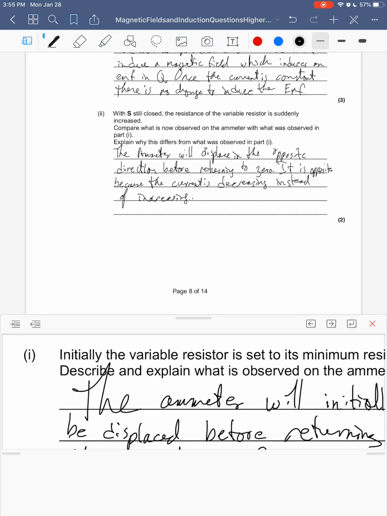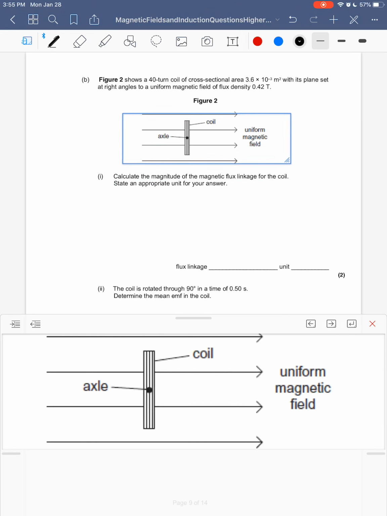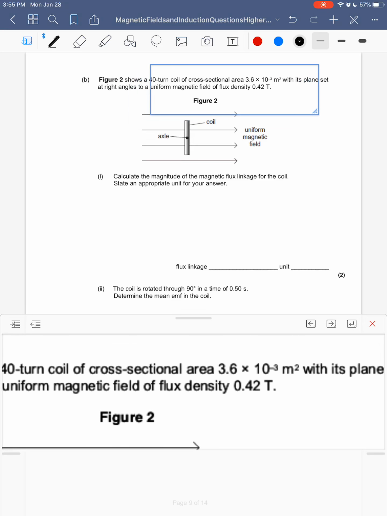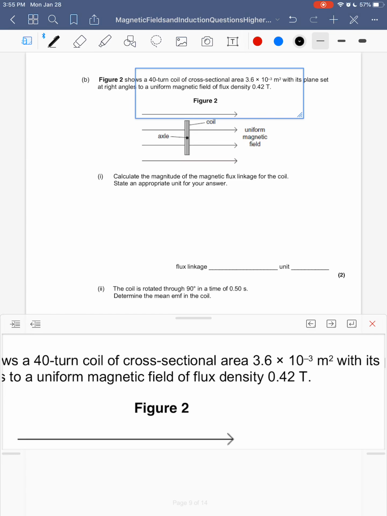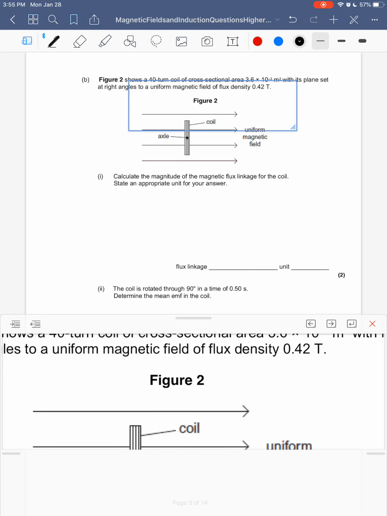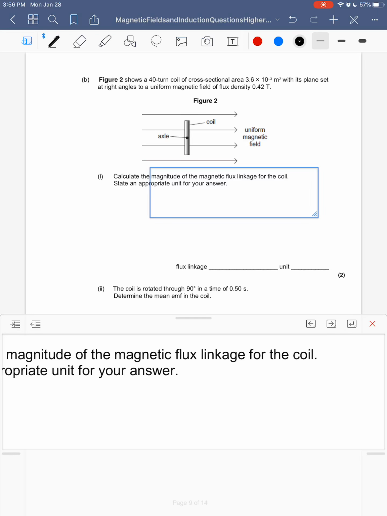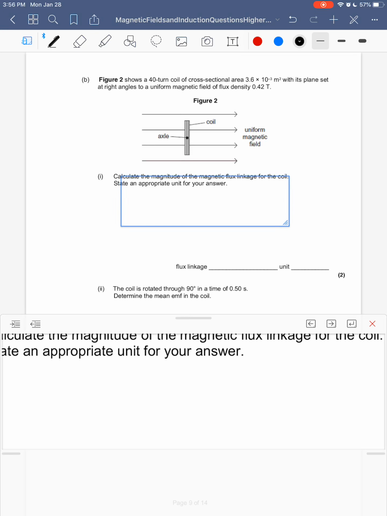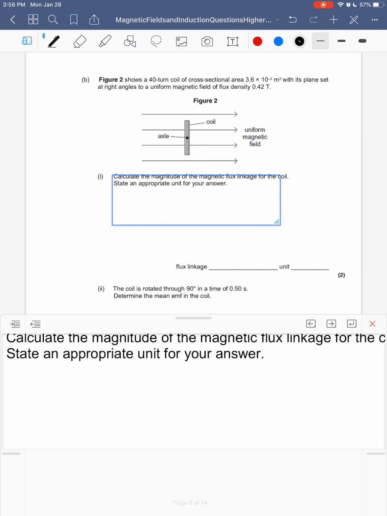Okay, next question. So figure 2 shows a 40-turn coil, cross-sectional area of 3.6 times 10 to the minus 3 meters squared, with its plane set at right angles to a uniform magnetic field of flux density of 0.42 Tesla. Calculate the magnitude of the magnetic flux linkage for the coil. Select an appropriate unit for your answer. So we're at 90 degrees, so we don't have to worry about sine, cos, anything.